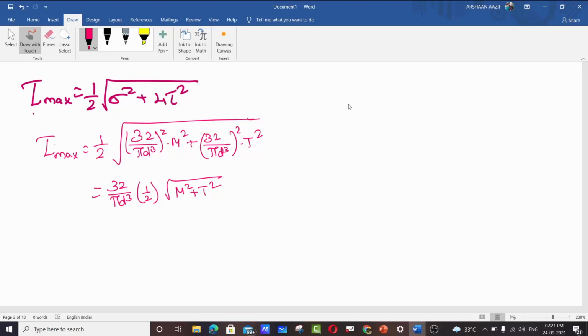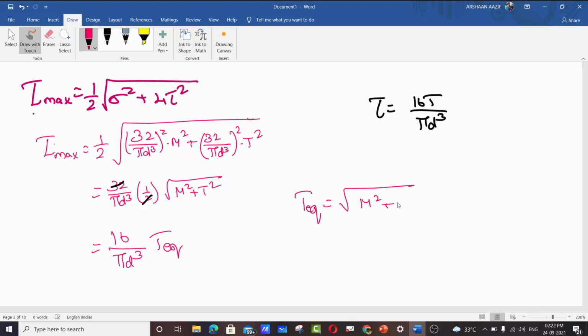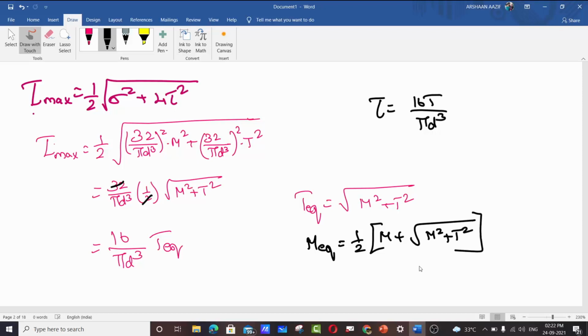So this is your formula for tau max. Now, if you compare with the tau equation that we have used, tau is equal to 16t by pi d cube instead of 32. So here I will cancel this, so that I will get it as 16 by pi d cube into torque equivalent, where my equivalent torque is equal to root of m square plus t square. Now, if you compare it with your equivalent bending moment, we had half into m plus root of m square plus t square. So, this is where you have to be careful. You should remember the formula correctly.